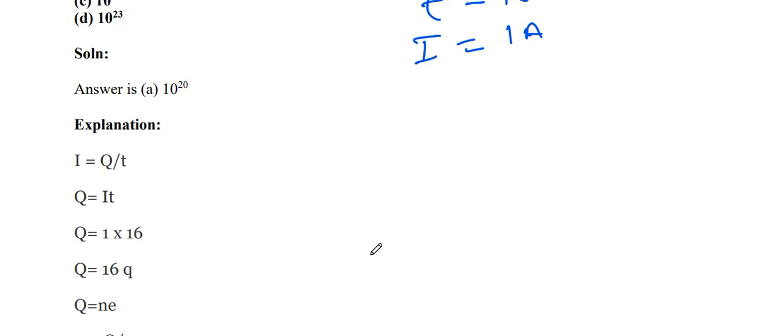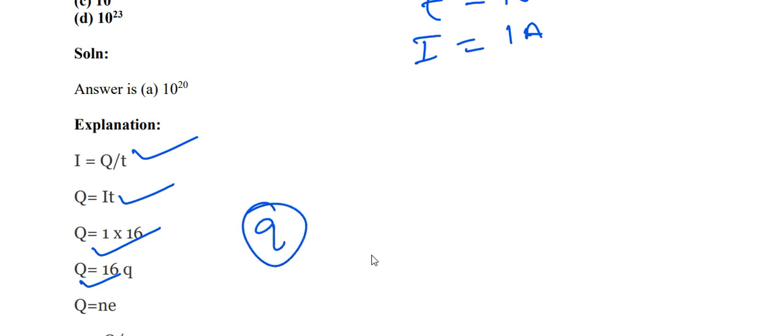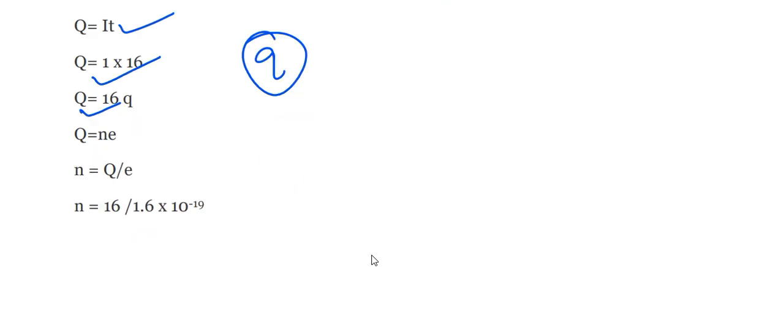You know very well the relation between charge, time and current. I equal to Q by t, Q equal to I into t. Q equal to 1 into 16. The current is 1 ampere, no? So we multiply. So Q, the unit charge, equal to 16 coulombs, and Q equal to ne, so n equals 16 by 1.6 into 10 to the power minus 19.